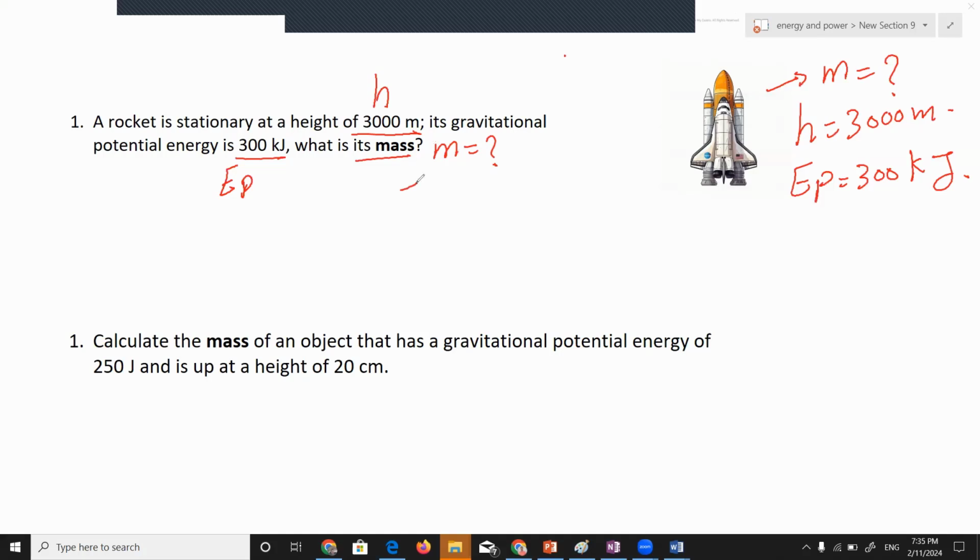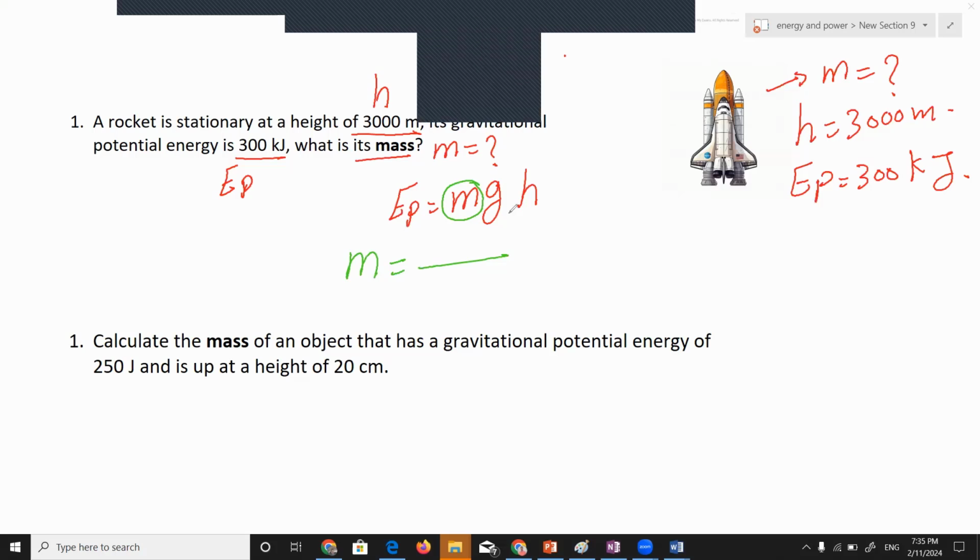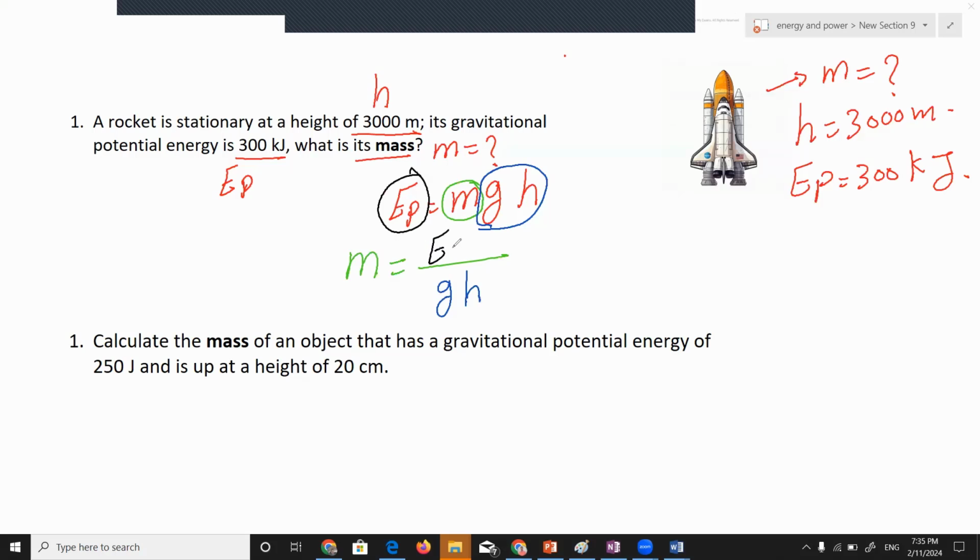So write the formula. Gravitational potential energy is mgh. I asked about the mass, so this is the mass. Everything with the mass, or the variable he asked for, just put it down. So I have within the mass g and h, put it down. So here g and h. And the other side, put it up. You can use this way. So at the end, mass equals gravitational potential energy divided by g times h.